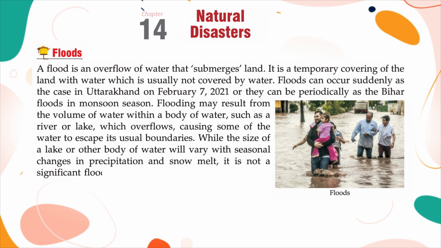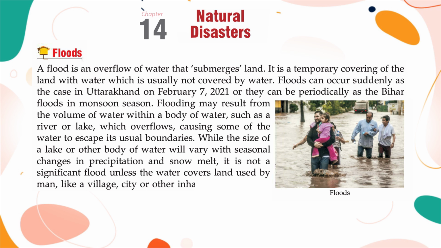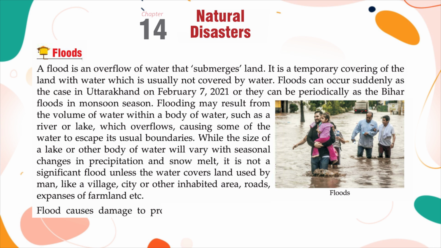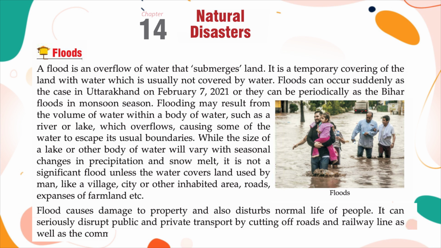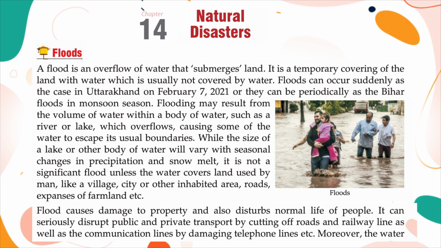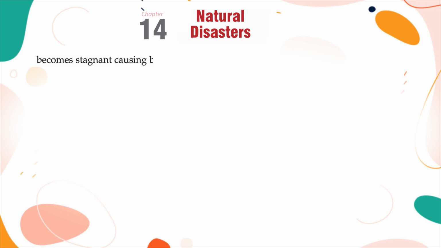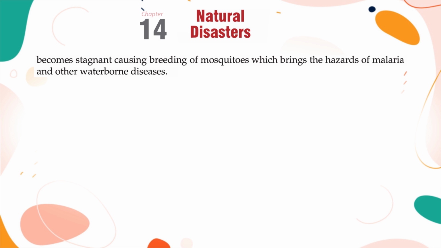It is not a significant flood unless the water covers land used by man, like a village, city, or other inhabited area, roads, expanses of farmland, etc. Flood causes damage to property and also disrupts normal life of people. It can seriously disrupt public and private transport by cutting off roads and railway lines, as well as the communication lines by damaging telephone lines, etc.